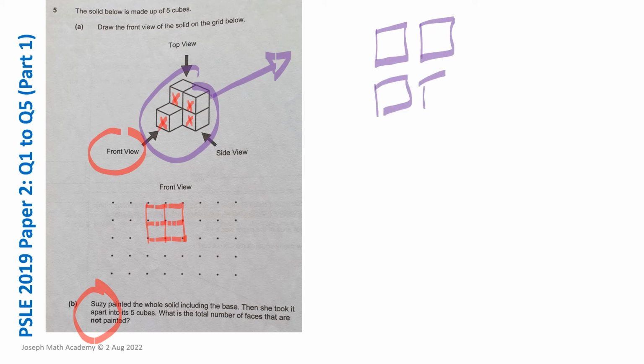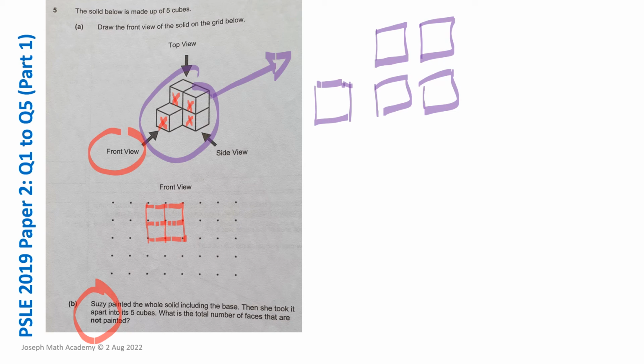Very easily done. Now, B is a little bit challenging. Susie painted the whole solid structure, including the base. She took it apart into 5 cubes. That means she split up the structure into 5 identical cubes after painting. Now, what is the total number of faces that are not painted? Now, this is difficult. So what I am going to do is, I'm going to split out this structure into this manner. These are the 4 that are together, and there's one isolated one here. So I'm going to just separate them.